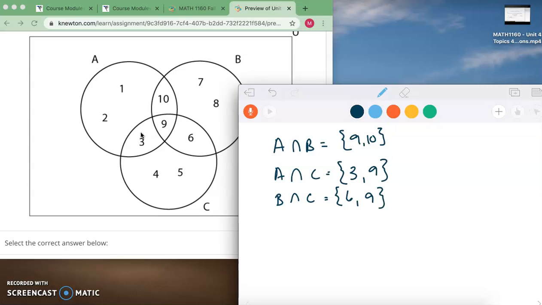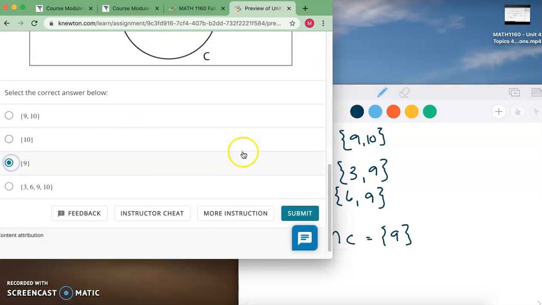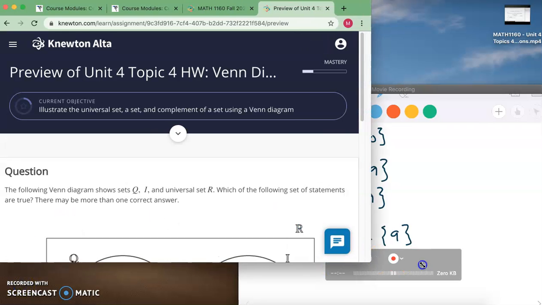So that's all the basic intersections. Then we have A intersect B intersect C. That's where all 3 intersect, and that's going to give us 9 because there's only one number at the intersection of all 3 sets. So let's scroll down and select 9. Submit. Great work.